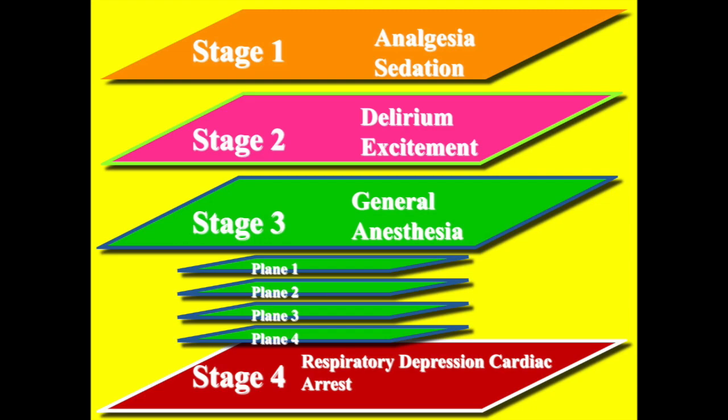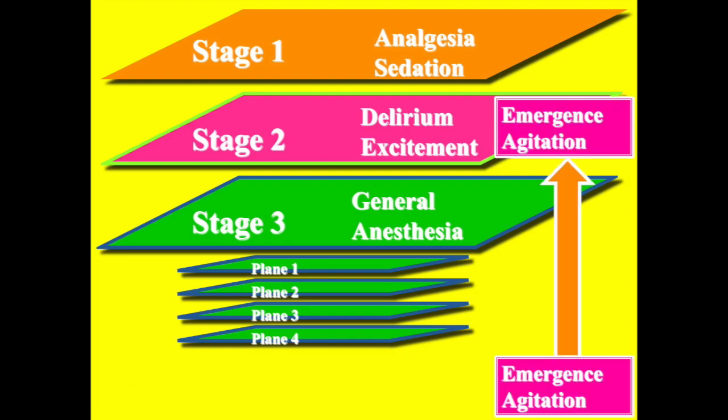So we don't want to take a patient obviously down to that level. But the thing is, if you look, a patient that's in stage 3, and it could be a light stage 3, plane 1 on the way out, they're going to go through stage 2. And some patients don't do very well with stage 2, and they have something that's called emergence delirium, and we're going to talk about this a little bit later in this lecture, before they enter then back into a stage that they can control, stage 1, the analgesia sedation stage.